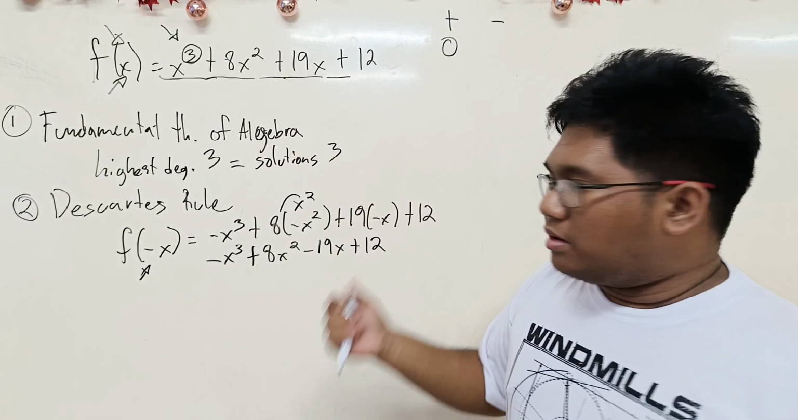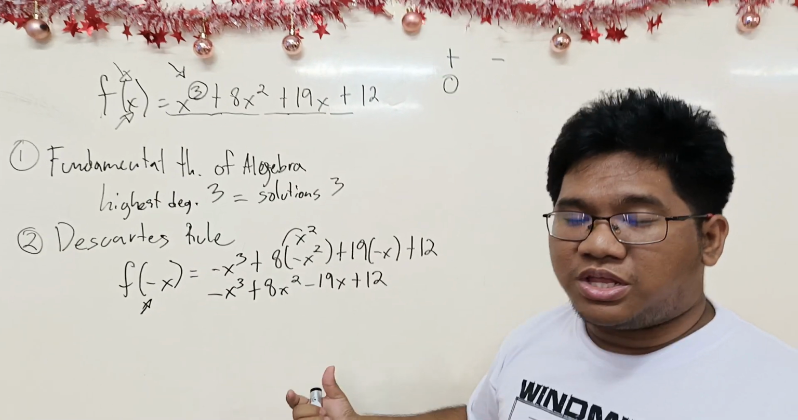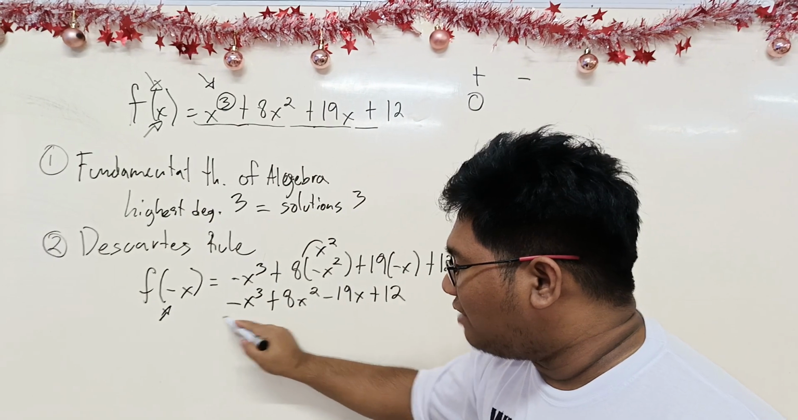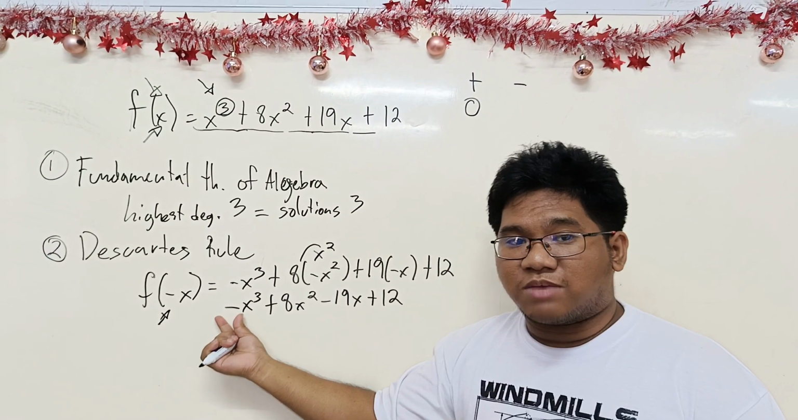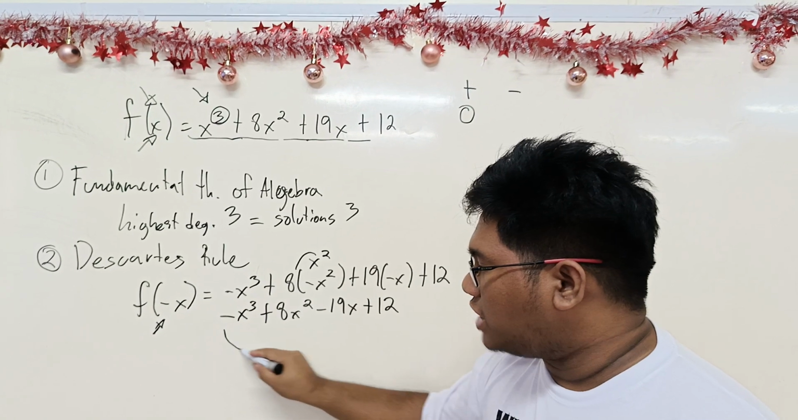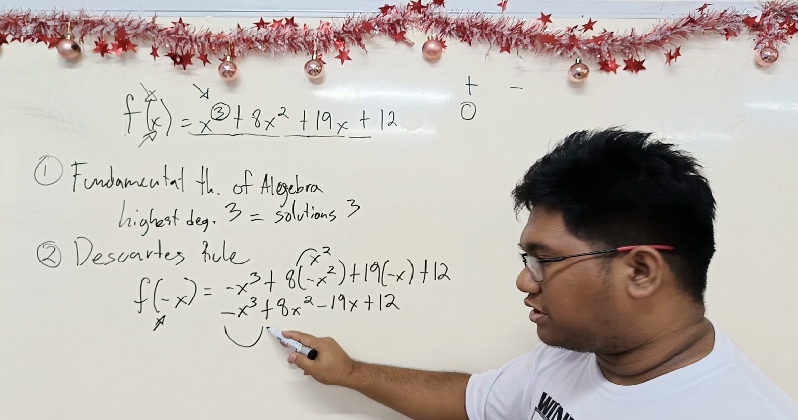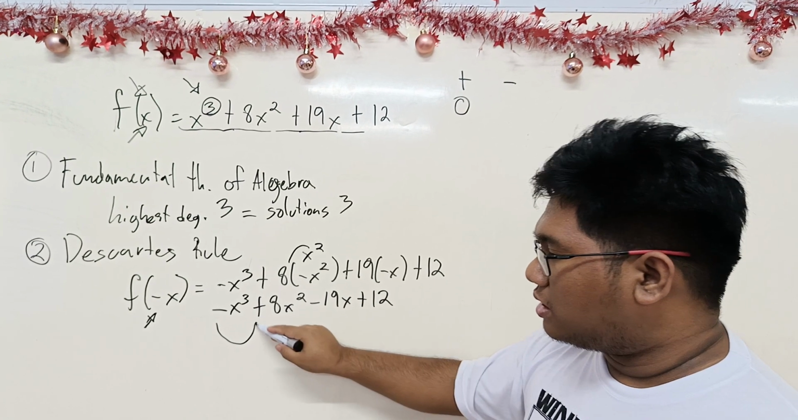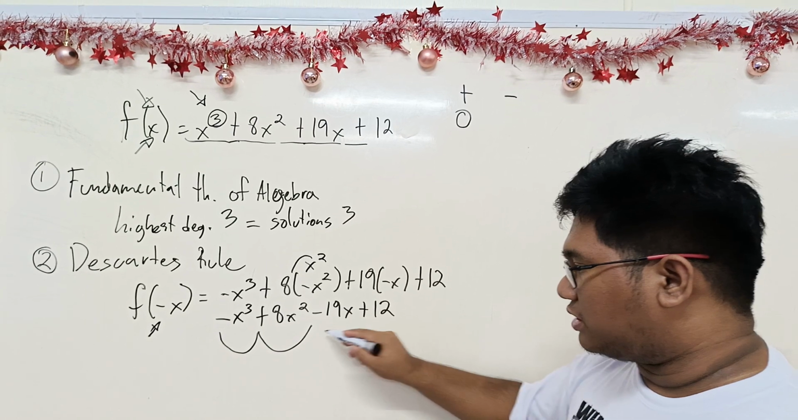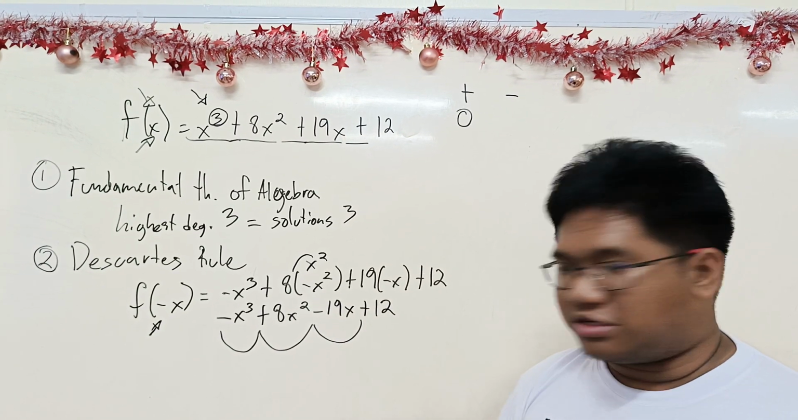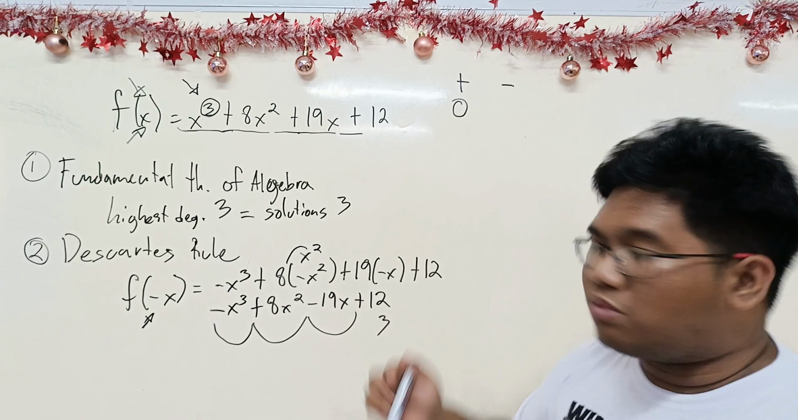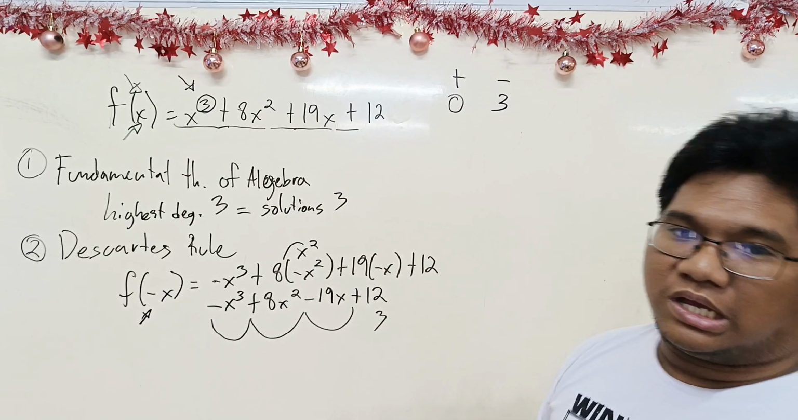Now that we have finally rewritten our equation, let's count how many changes we have. We start with negative sign. Negative, naging positive, that is one change. Positive, naging negative, second change. Negative, naging positive, another change. Total of 3 changes. So with that, our negative 0 must be 3.